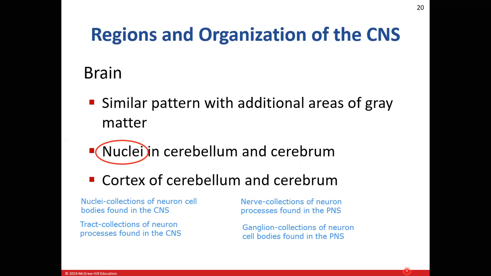The tract, which we just identified on the previous slide, is a collection of neuron processes found in the CNS. A nerve is a collection of neuron processes found in the PNS. And a ganglion is a collection of neuron cell bodies found in the PNS. So please make sure that you spend a little time and really understand the definitions of those four terms. We also then find in the brain the cortex of the cerebellum and the cerebrum as well.